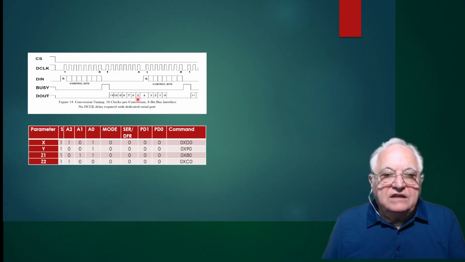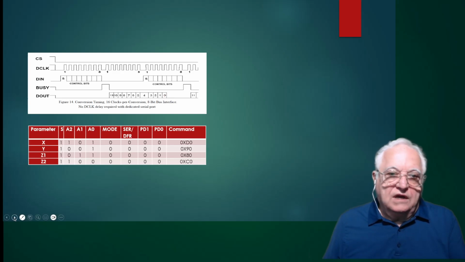Then we send another dummy read message, and this time we're going to get 8 bits, but we're only going to use the 4 most significant. So let's see how we do that.